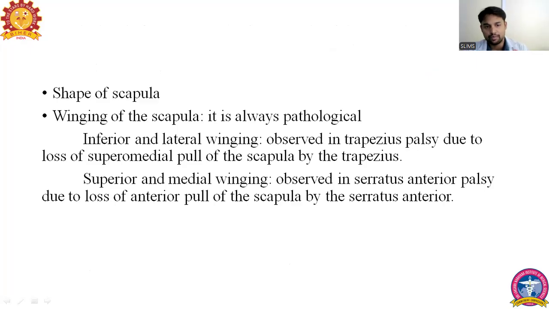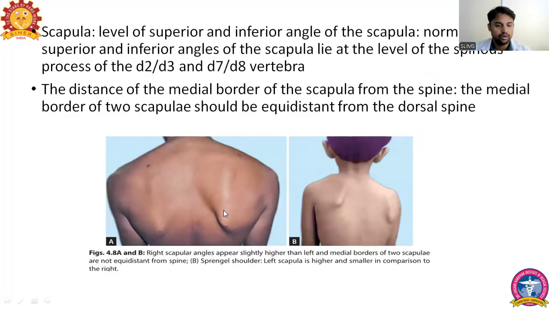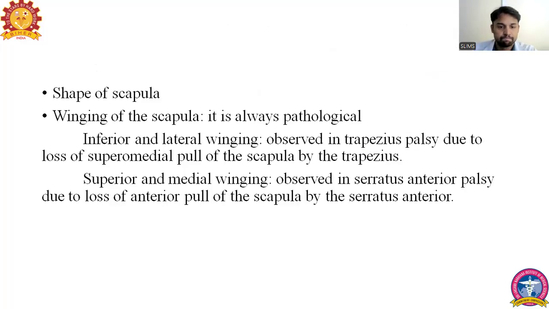As I told, the shape of the scapula and, more importantly, winging of the scapula is very important. How should we check it? As I told, we should ask the patient to push against the wall, against resistance, and the examiner should inspect from the back. If there is any protrusion of the scapula, on one side the scapula is more prominent. Whichever side is more prominent, that side the scapula is affected.